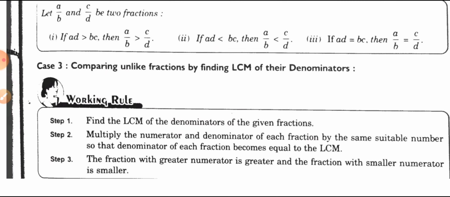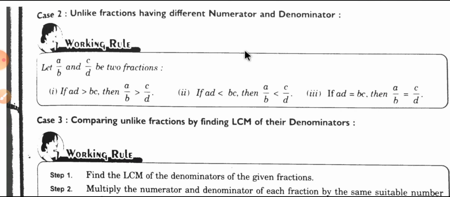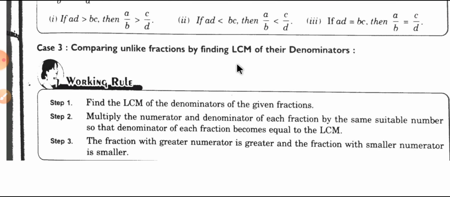Then case 3, comparing unlike fractions by finding LCM of the denominators. There is one more way to compare if they have different numerators and denominators. The second method is that we can find the LCM of the denominators. So find the LCM of the denominators of the given fractions and multiply the numerator and denominator of each fraction by the same suitable number, so that the denominators become equal. The fraction with the greater numerator is greater, and the fraction with the smaller numerator is smaller.